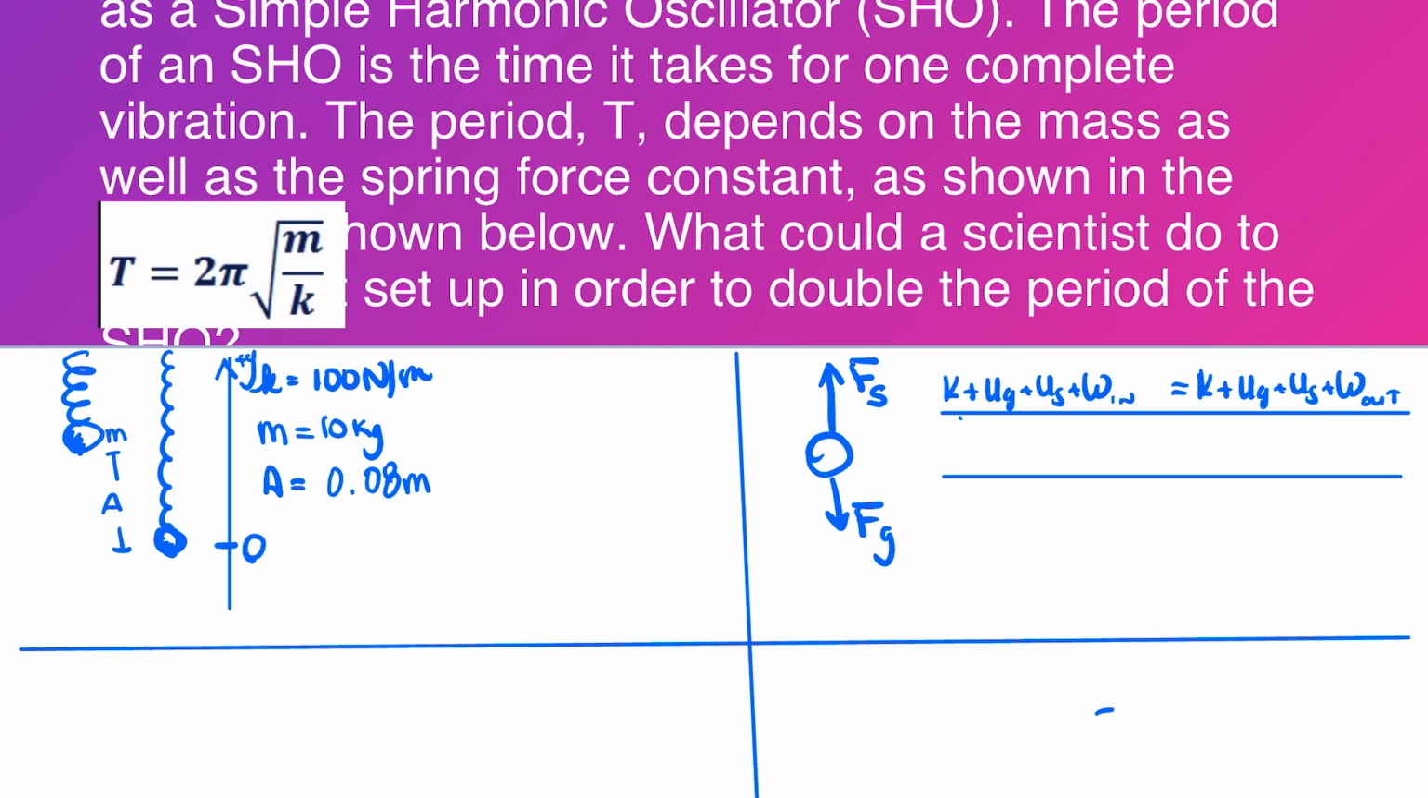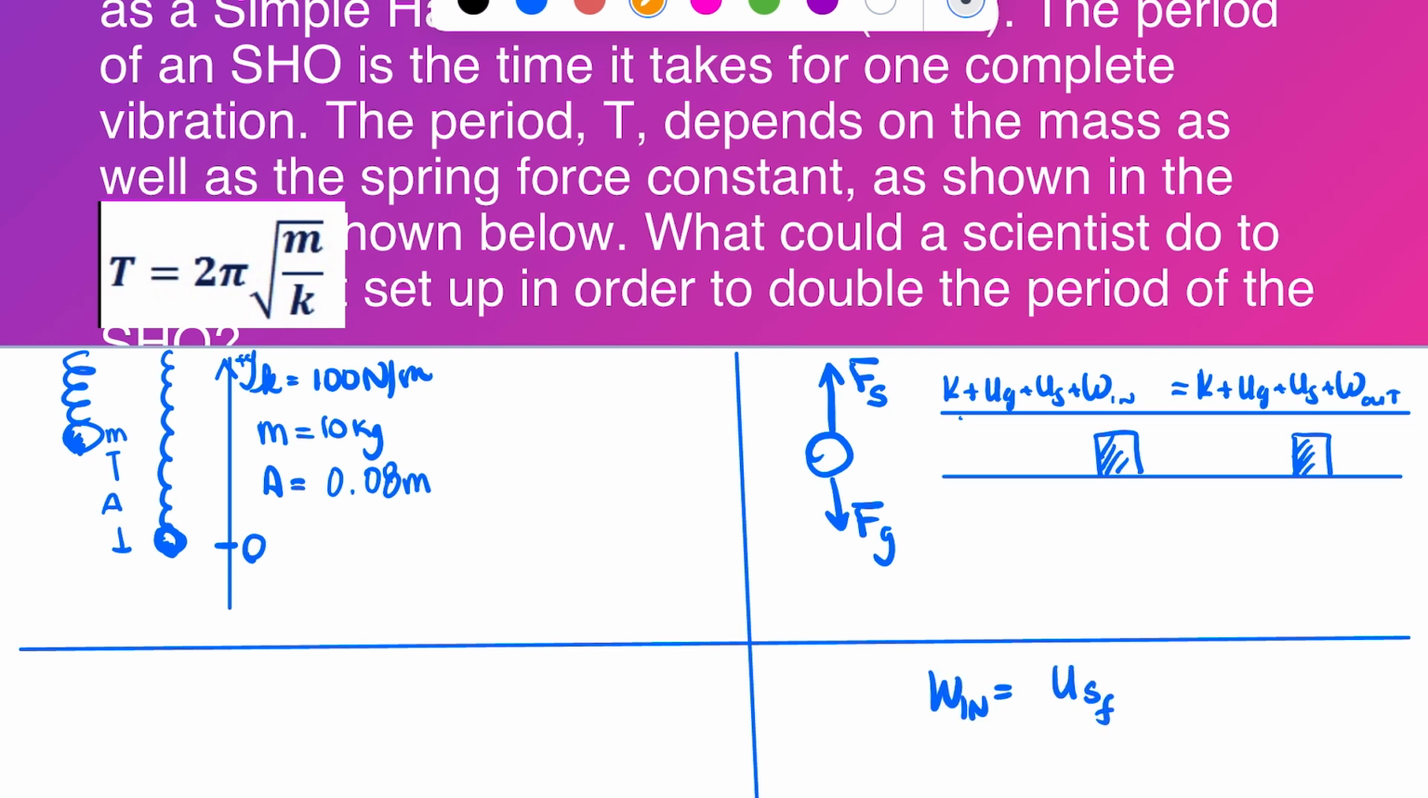Let's set up our energy bar chart. For the beginning of this, when you're pulling it down, you actually have this additional force that's pulling down. So whatever this is, the force of the pull, whoever's pulling on it to get it there, that's going to be doing work in, and that creates your spring potential energy, or your elastic potential energy. And this is what gives you your equation. The work in equals your final spring potential.